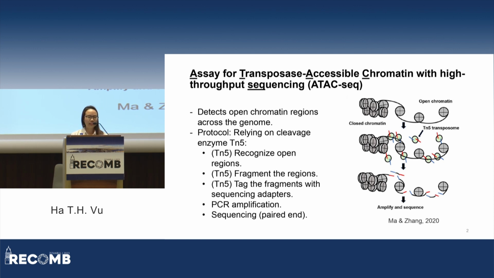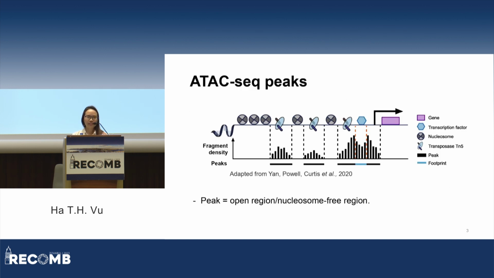The enzyme Tn5 will come into the genome and recognize the open regions, cut out the fragments, and then tag them with sequencing adapters. As a result, we can do PCR amplification and sequence the fragments, typically with paired-end sequencing. After receiving the reads, we can align the reads to the genome, and as a result, we would have pile-up of reads in certain regions in the genome.